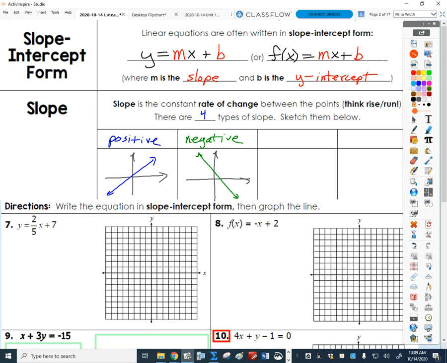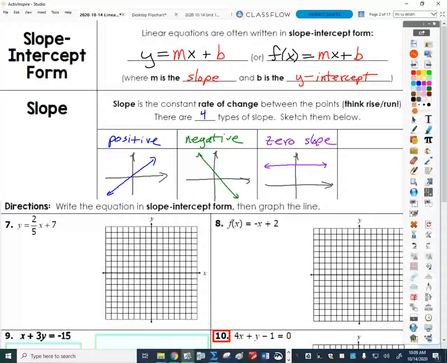What are the other two? I mean, what are the other two possibilities? Either it's positive or it's negative. Well, what's between positive and negative numbers? 0. Okay, good. So we have a 0 slope. And you guys have already drawn the picture with your hands. A 0 slope looks like a horizontal line.